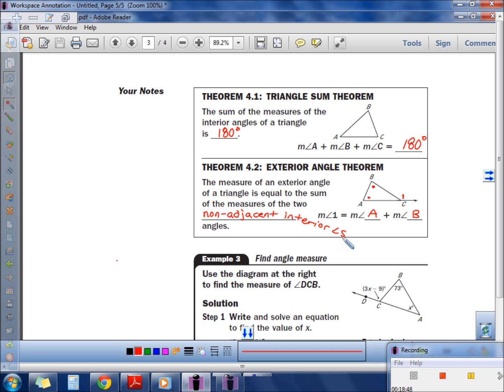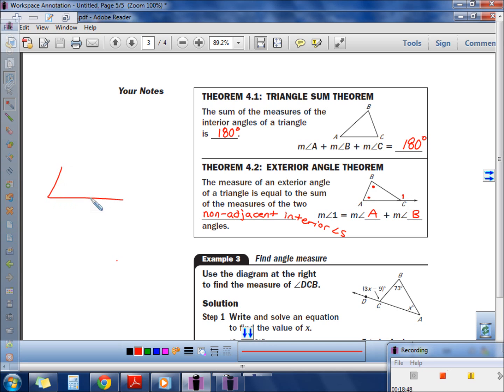What's non-adjacent mean? What's adjacent mean? Not right beside it. So this one is right beside it. I don't want that one. Definitely don't want that one. Unless I'm given that, I can find the one right next to it. But most of the time you won't be given this one when you're trying to find angle 1. So the key is, the ones that are far away from it on the inside will add to angle 1.